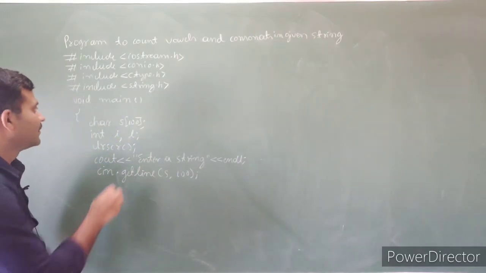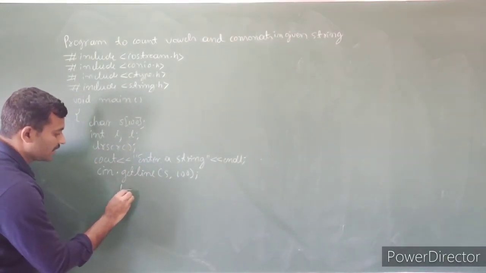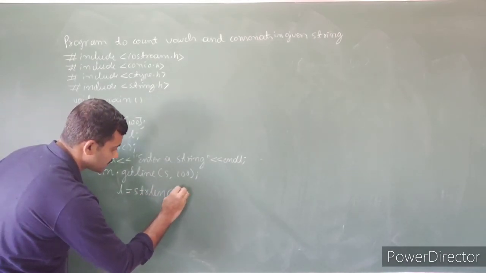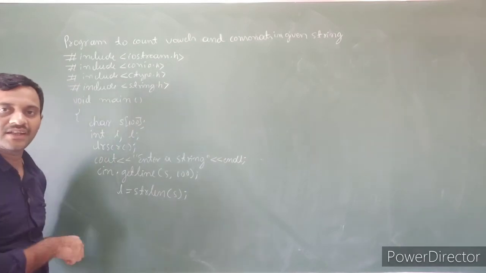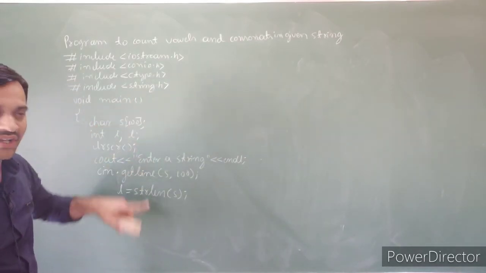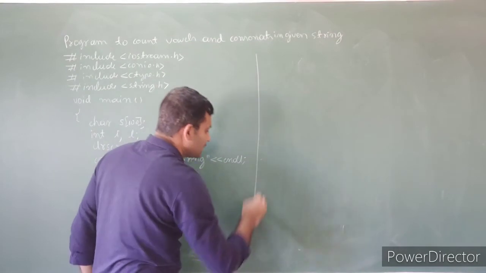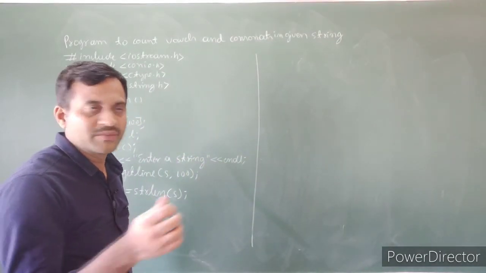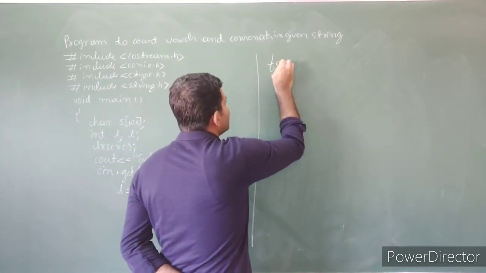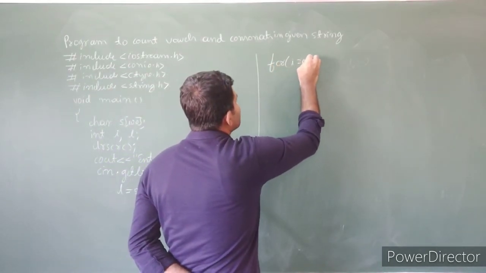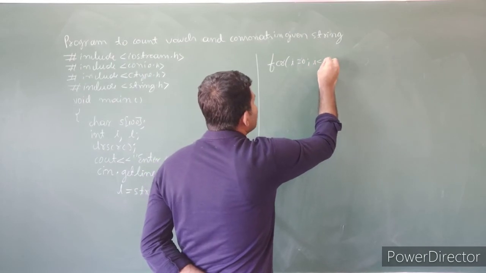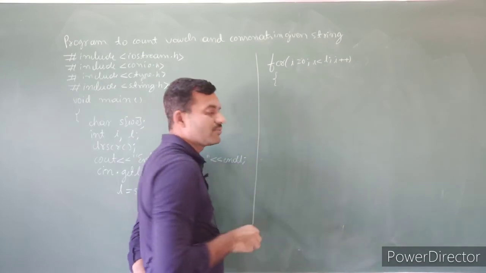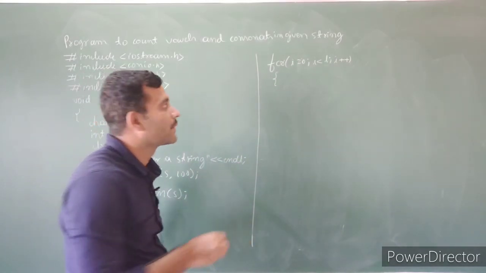After reading the string, find the length. How to find? L equals strlen of s. The function strlen belongs to the header file string.h. After finding the length of the given string, access each character from the string. How to access each character? Using a for loop: i equals 0, i less than L, i plus plus. What is L here? Here L stands for the length of the given string.